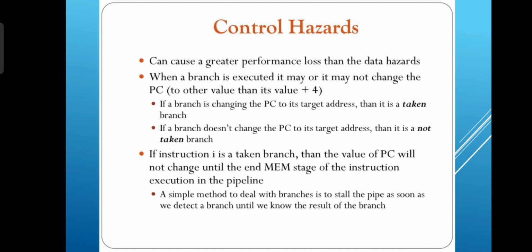Control hazards. These can cause greater performance loss than data hazards. When a branch is executed, it may or may not change the PC to a value other than its current value plus 4. If a branch changes the PC to its target address, then it is a taken branch. If a branch does not change the PC to its target address, then it is not taken. If instruction I is a taken branch, then the PC value will not change until the end of the MEM stage of the instruction execution in the pipeline. A simple method to deal with branches is to stall the pipe as soon as we detect a branch until we know the result of the branch.